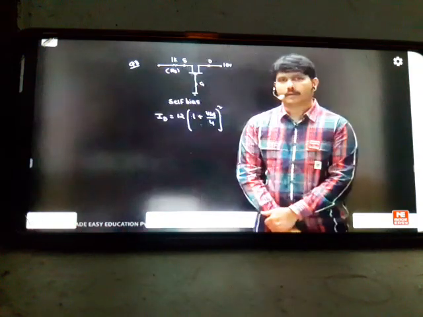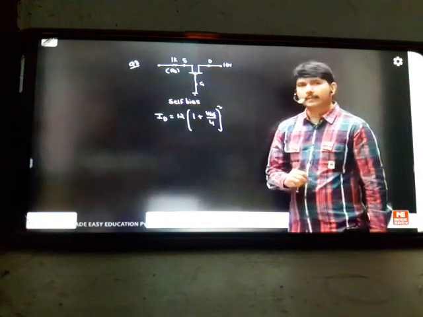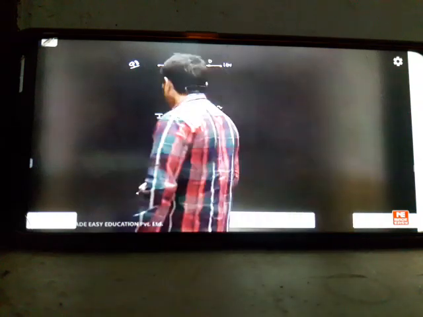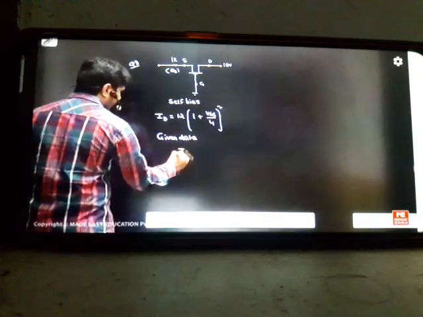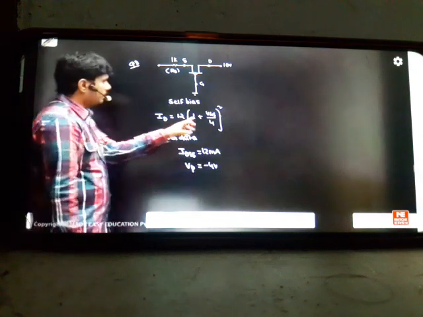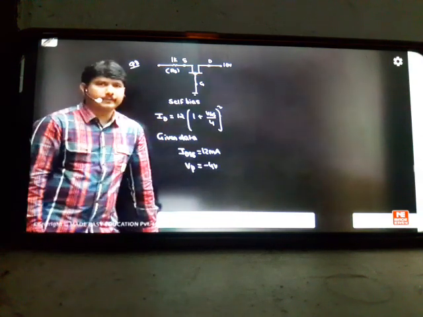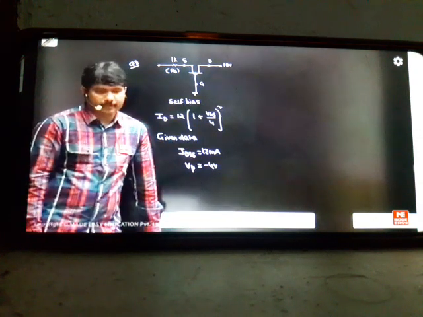With the help of this equation, what data can you get? IDSS we know from the equation, and pinch-off voltage we know. Let me write the given data. In the given data, we have IDSS from the equation, which is 12 milliamperes, and pinch-off voltage we can write as minus 4 volts. Actually, he has written a plus here. It is 1 minus VGS by VP whole square. If it is minus, minus of minus will become plus. So pinch-off voltage should be negative there, not positive. Okay? Pinch-off voltage should be negative.